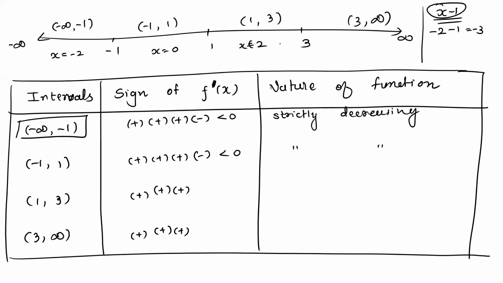Then 1 to 3, I'll take x is equal to 2. Very simple, just directly take 2. And you can see 2 minus 1 is 1, which is positive, greater than 0. Strictly increasing. And then for 3 to infinity, take x is equal to 4. This 4 minus 1 is 3, positive. Strictly increasing. That means 2 are giving strictly decreasing, 2 are giving strictly increasing.